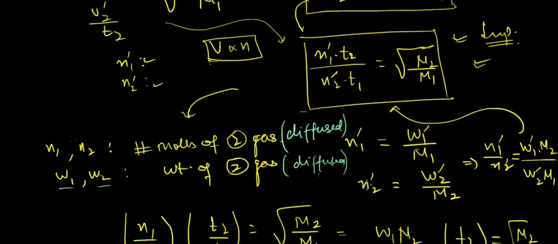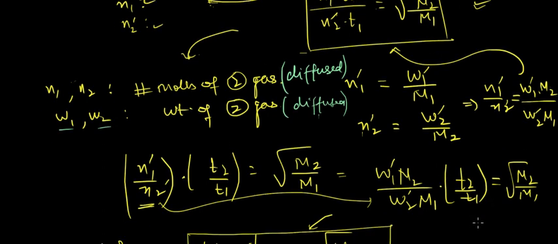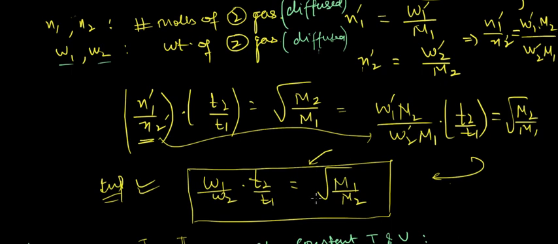Okay, so N1 dash upon N2 dash multiplied with T2 upon T1 would be equal to root of M2 upon M1. N1 dash and N2 dash can be written as W1 dash M2 divided by W2 dash M1. So in place of N1 upon N2 I am just replacing it with the above equation, writing W1 dash M2 divided by W2 dash M1 multiplied with T2 upon T1. From here we can simplify this equation and write it as W1 dash upon W2 dash times T2 upon T1 would be equal to root of M2 upon M1.